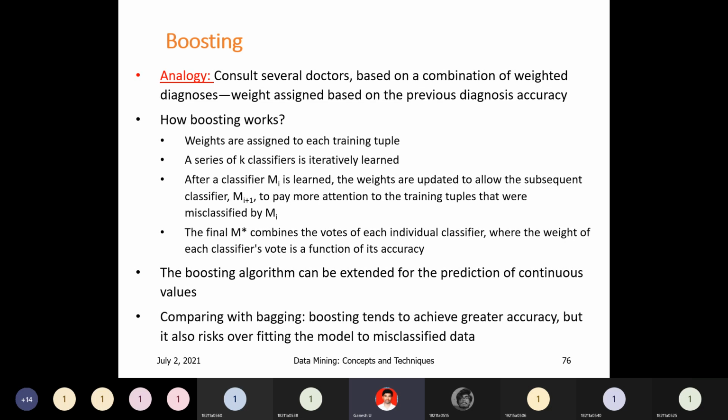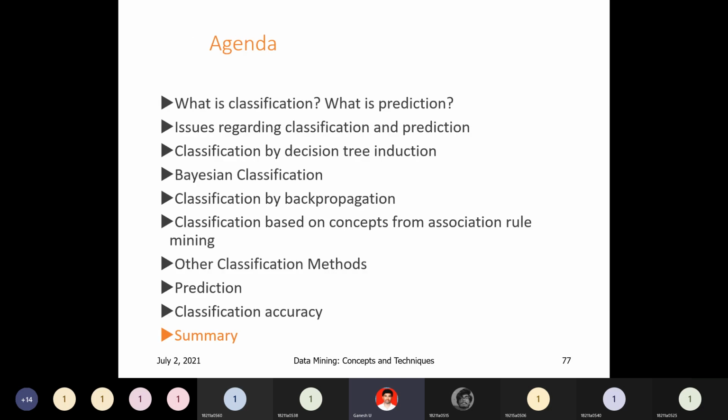Classification accuracy, we have seen different measures of classification accuracy. Next, we have seen different ensemble methods to increase the classification accuracy. Those two we have seen. With this, your fourth unit is completed. This is the summary.